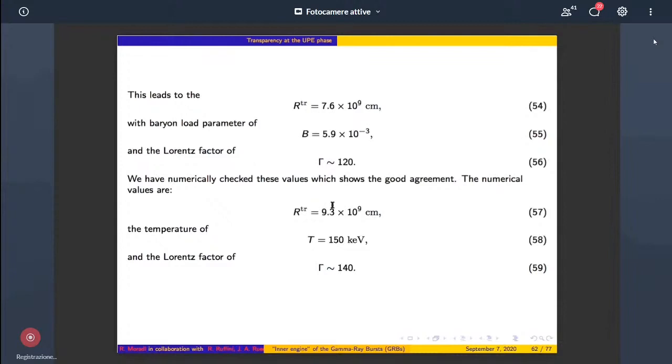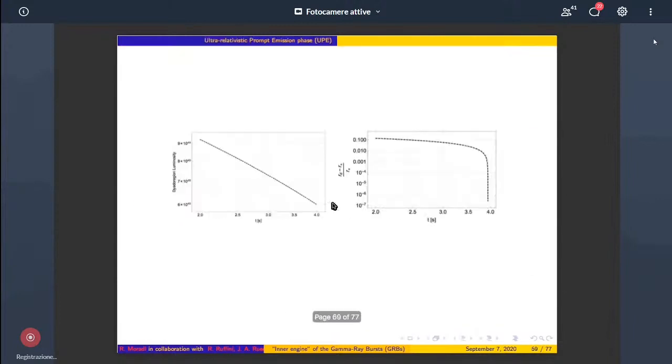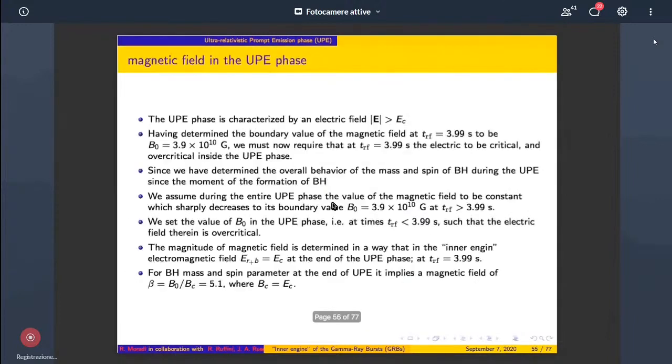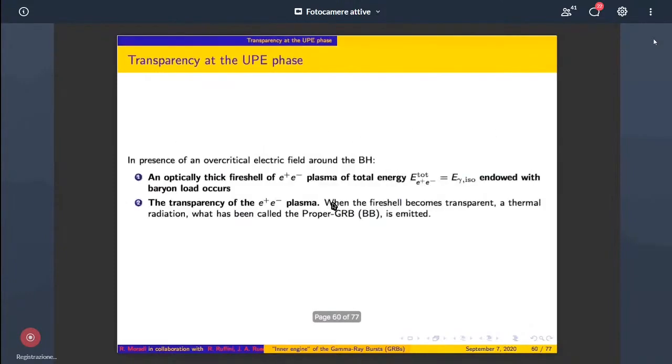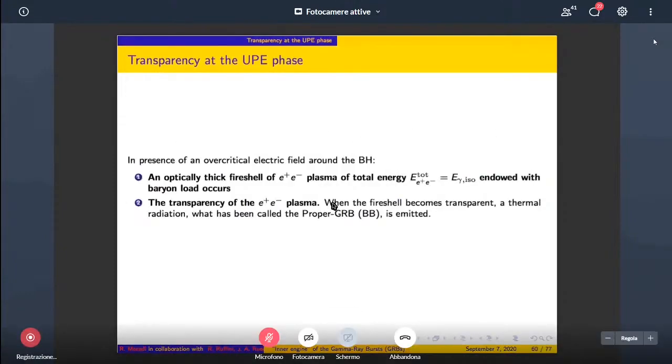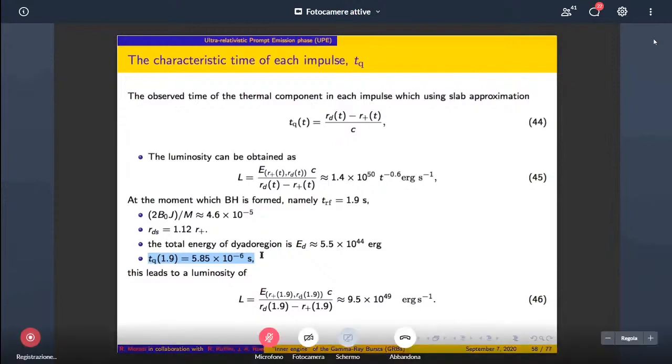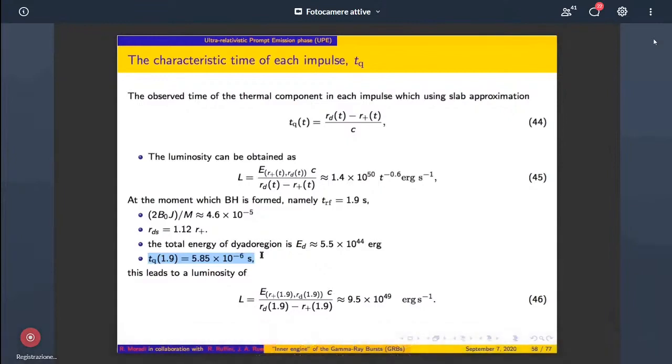So the final important point is that these are very small, thin shells. So the time scale of this thin shell, when we calculate it, is around 10 to the minus 6. So it shows that if we had a detector with a resolution around 10 to the minus 6, we could see this thermal component going down to the time interval of 10 to the minus 6.